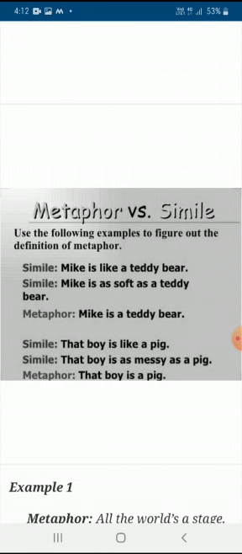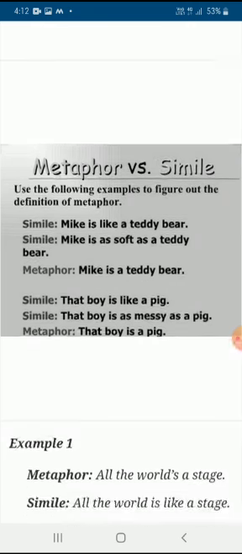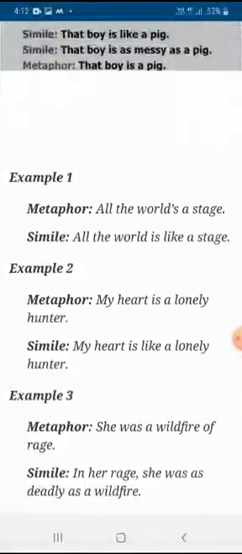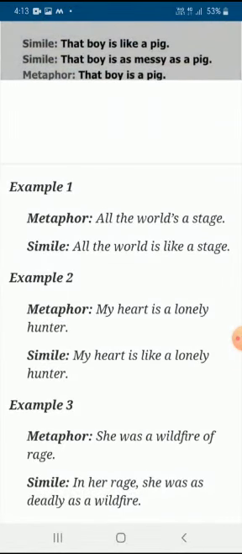Second example. Simile: That boy is like a pig. That boy is as messy as a pig. Metaphor: That boy is a pig. Here I am giving some common examples of metaphor. Example number 1. Metaphor: All the world's a stage. Simile: All the world is like a stage.